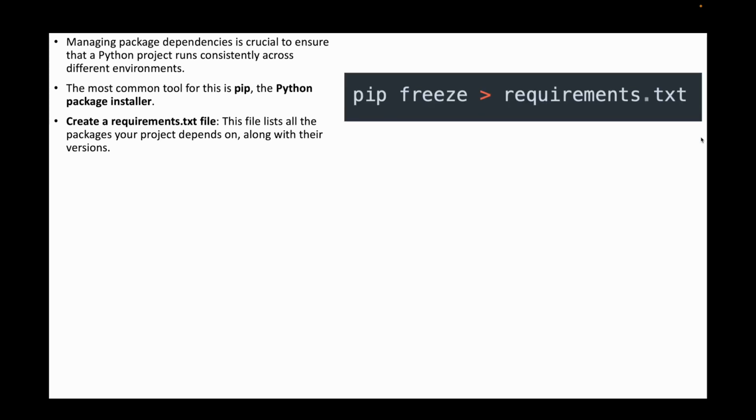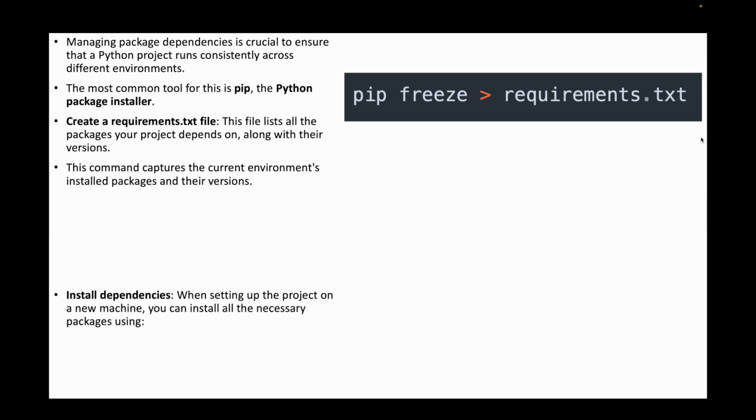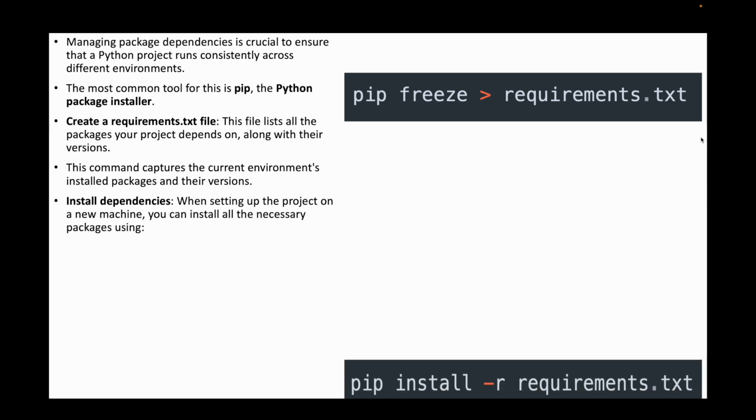Now, the most common tool that we can use to manage your packages in Python is pip, which is Python's package installer. So, with this, we'll have to basically create a requirements.txt file. For this, we can use the pip freeze command, which will create your requirements.txt file, and this will list all the packages that your project depends on, along with their versions. So this will capture the current environment's installed packages and their respective versions, and then we can start installing the dependencies.